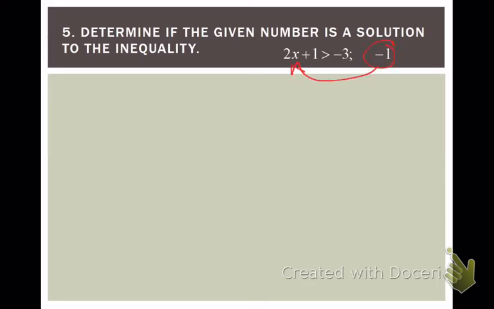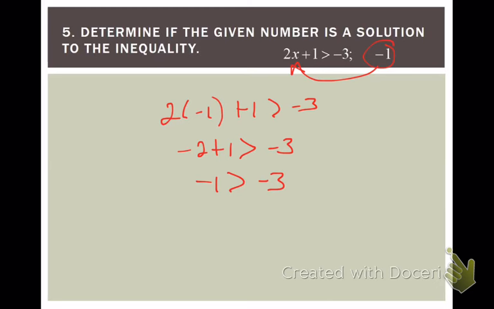Okay, so again, I'm going to literally plug negative 1 in for x. 2 times negative 1 is negative 2. Negative 2 plus 1 is negative 1. Now, negative 1, is it greater than negative 3? And the answer to that is yes. So this is a solution. Okay?